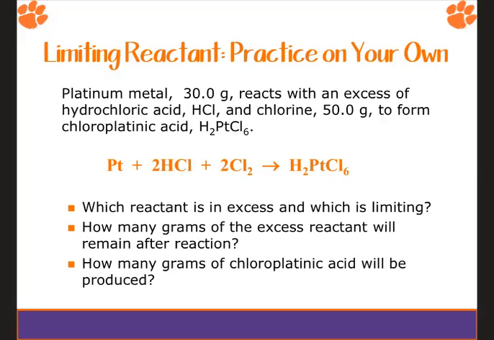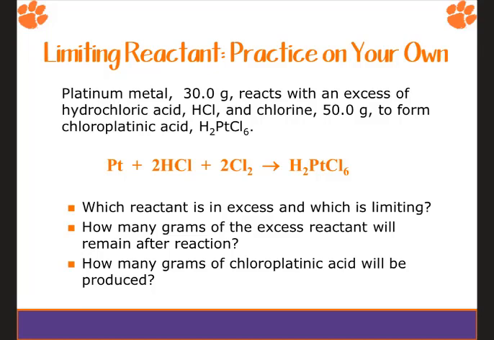All right, so here as well, we've got another practice problem. So we've got platinum metal, 30 grams, reacts with an excess of hydrochloric acid, HCl, and chlorine, 50 grams, to form chloroplatinic acid, H2PtCl6. So we have our standard questions: what's excess and what's limiting reactant? How many grams of the excess reactants will remain after the reaction? And how many grams of the product can you produce?